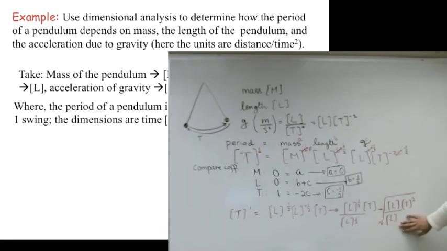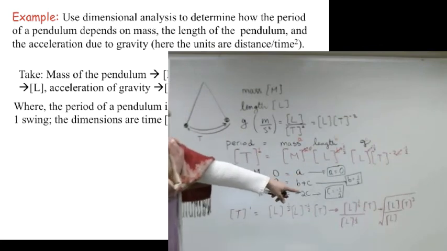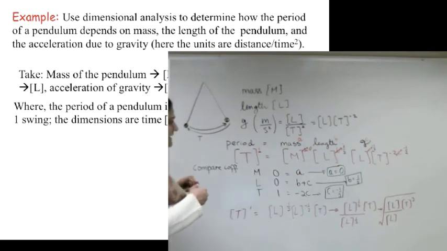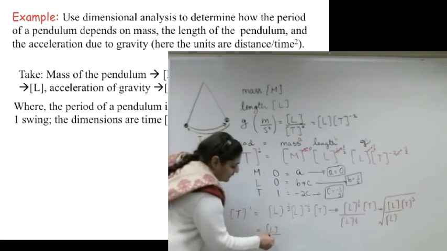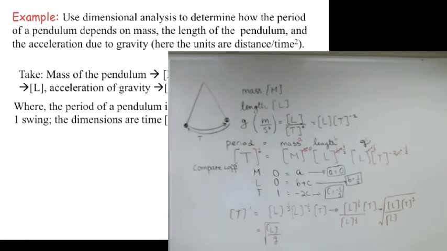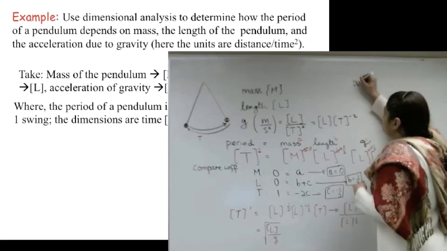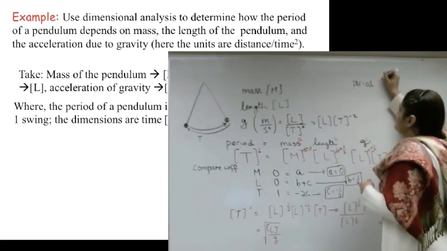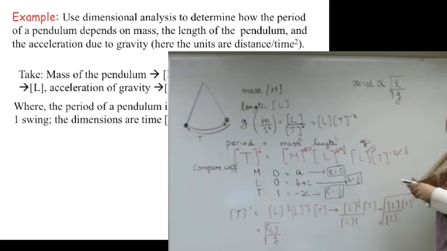Now look at this expression very carefully. What does this remind you of? T over L, T squared. I can rewrite that as L over G square root. So this means, dimensionally this is correct, and my final answer shows that the period of the pendulum is proportional to square root of length over acceleration due to gravity.